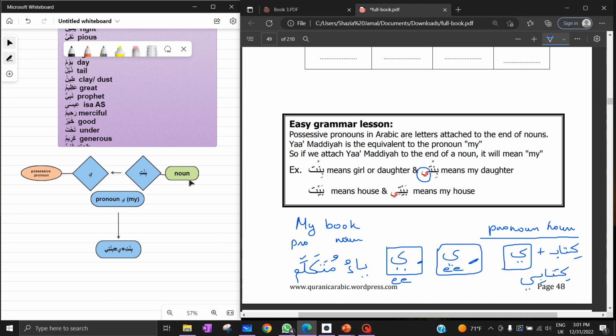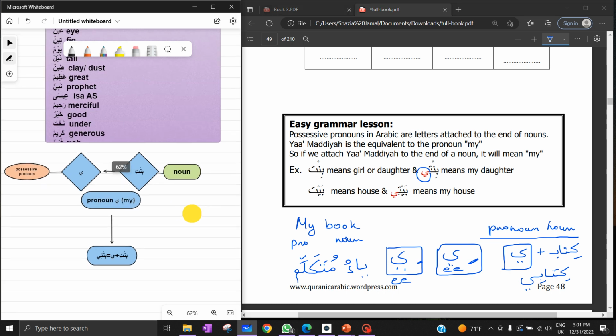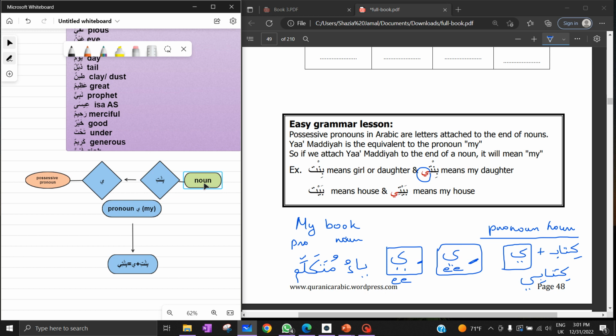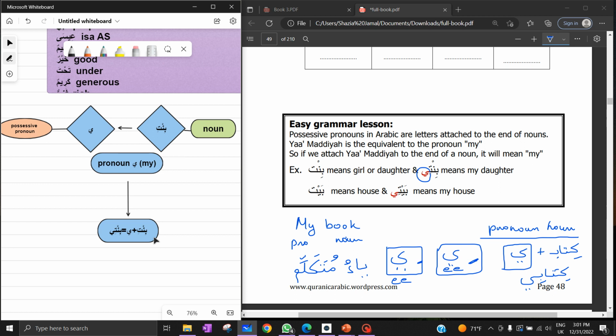So when it is attached, as you can see in this chart, bint is a noun. When it is attached with ya, that is the possessive pronoun or ya mutakallim, which means my, it becomes binti. It becomes bint plus ya, binti, which means my daughter. Okay. So this shows how we use pronouns in Arabic.